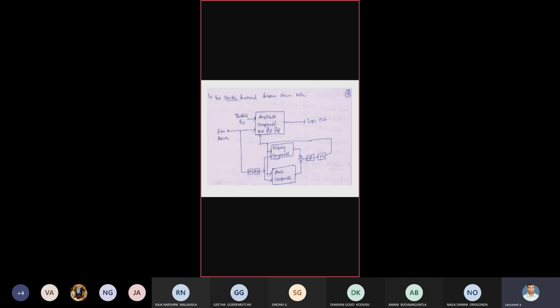Next, the output of this comparator goes to the LPF, the low pass filter, which reduces the noise in the receiving signal. Next is the voltage controlled oscillator, VCO. Next, it goes again to the amplitude comparator. Finally, we get a logic output. This is about the decider circuit. Here we compare three levels: the amplitude comparator, the frequency comparator and the phase comparator.